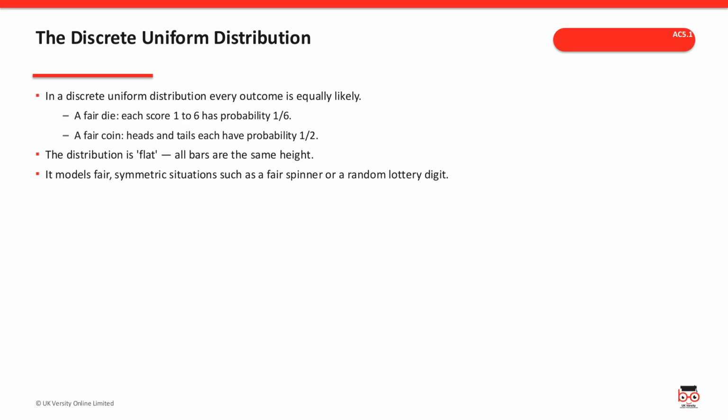And the simplest distribution is the discrete uniform, where every outcome is equally likely. A fair die is the classic case. Each score from 1 to 6 has a probability of 1/6. A fair coin is another, heads and tails each with probability a half. Drawn as a bar chart, it's completely flat, every bar the same height, which is its signature. It models fair, symmetric situations, a fair spinner, a random lottery digit, that sort of thing.